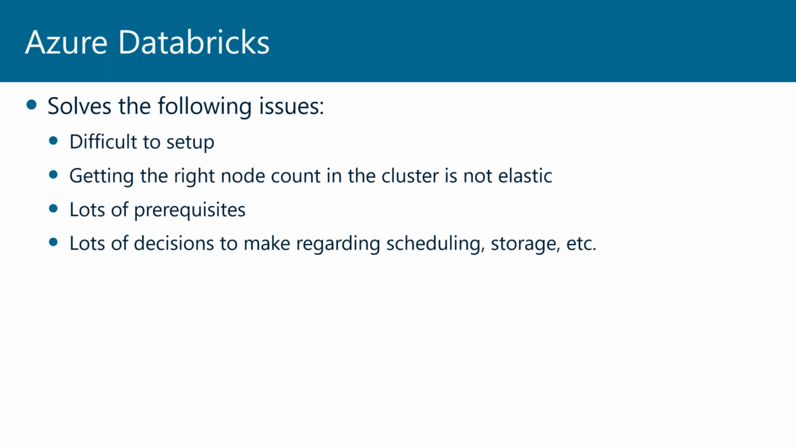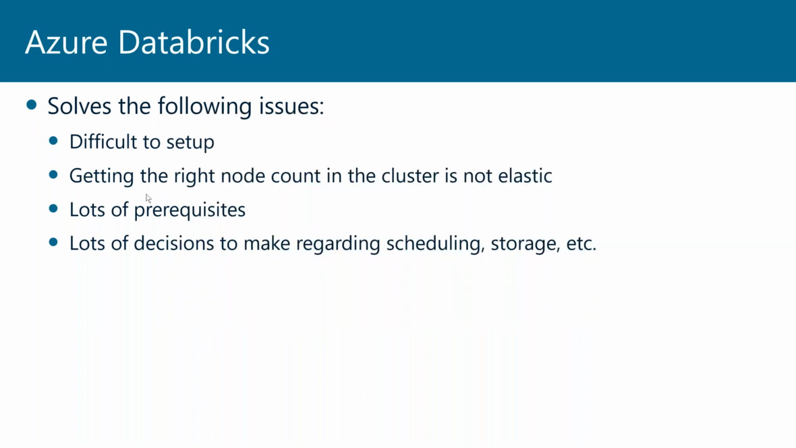So Spark can be difficult to set up on its own, and getting the node count right in a cluster can be very difficult. And if you get it wrong, it's a lot of configuration to change it and get it right. There's a lot of prerequisites, like you have to have the right version of Java installed, and the JVM has to be running. And if you're running over Hadoop, you need to have Yarn implemented. And there's a lot of decisions that need to be made regarding scheduling and storage and where files are going to be and all that stuff. So if you're doing Spark on premise, there's a lot of work to be done before you can begin to write code. Azure Databricks solves a lot of that for you.